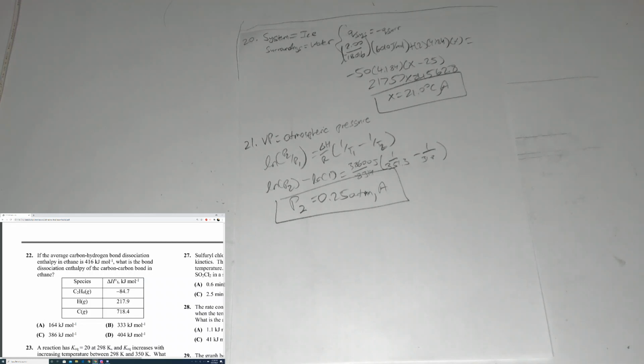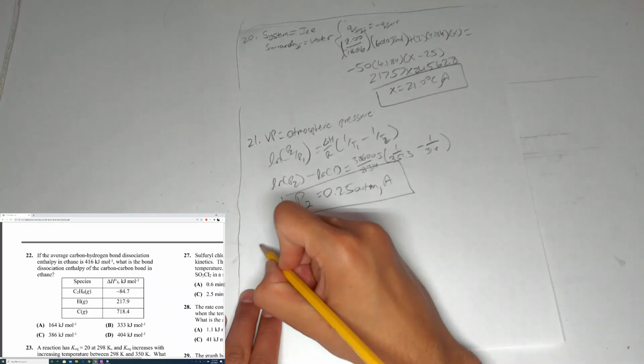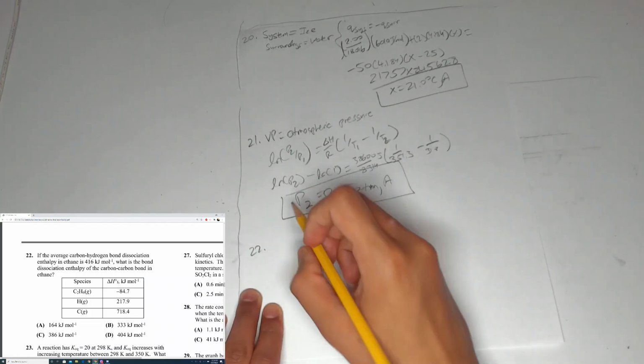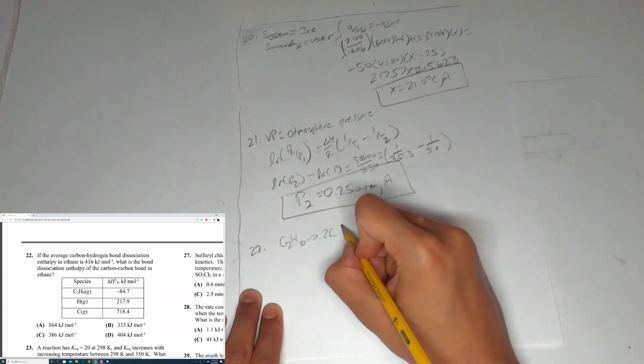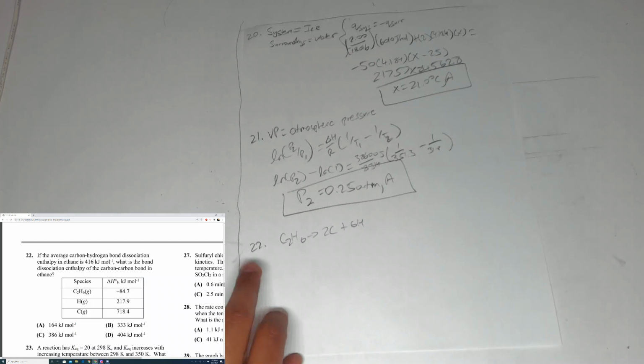The key thing to realize is that the sum of the bond energies equals the dissociation enthalpy. Here's what I mean. The dissociation enthalpy is this: C2H6 goes to 2C plus 6H, right? Now you can find delta H of this reaction by using the heats of formation given in the table, by this equation.